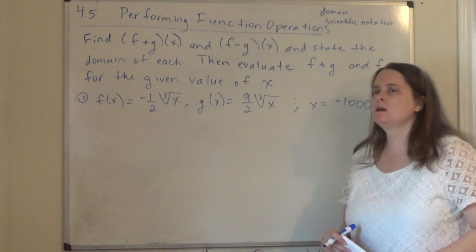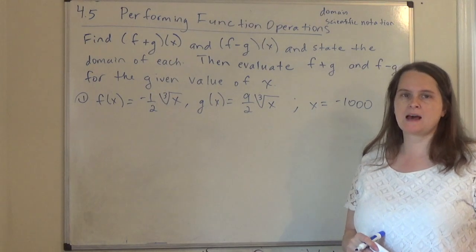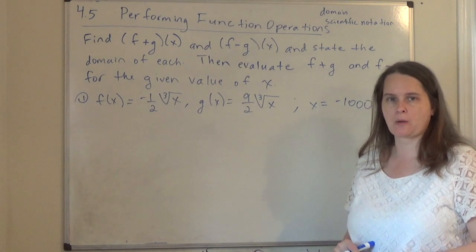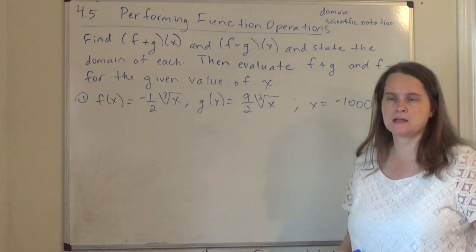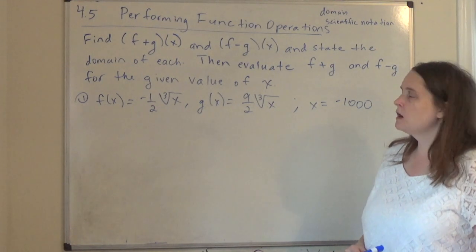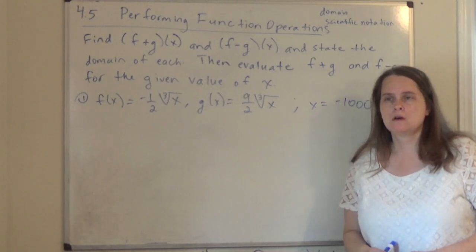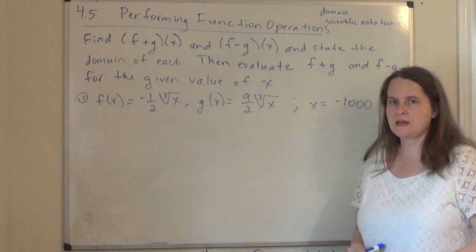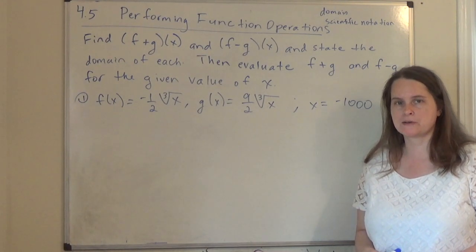So for domain, of course, you can just think of that as all possible x values. You could think of it as all possible inputs, so either of those would be a fine way to explain domain. For scientific notation, that is just a more efficient way of working with very large or very small numbers.